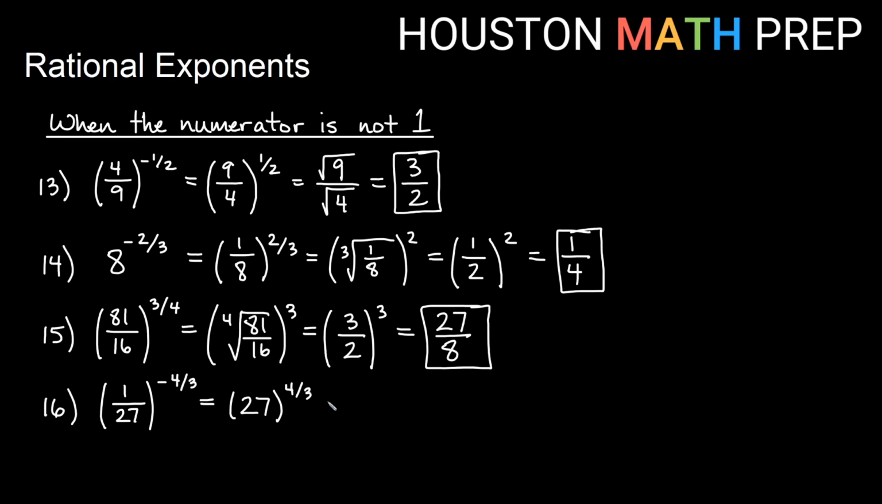So do the bottom first, remember that's the type of root we have, right? So we have a cube root, that will be the cube root of 27. And then we'll have to do the 4th power. Remember this is type of root, type of power. So the cube root of 27 gives us 3. And then we'll still have the 4th power, and so 3 to the 4th will give us finally 81 as an answer.